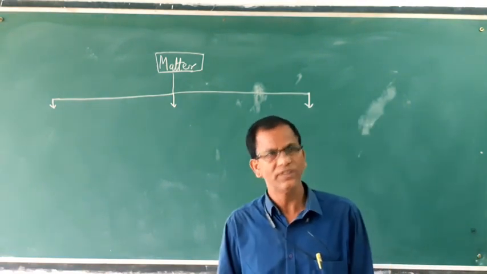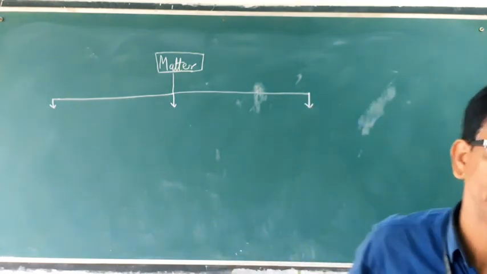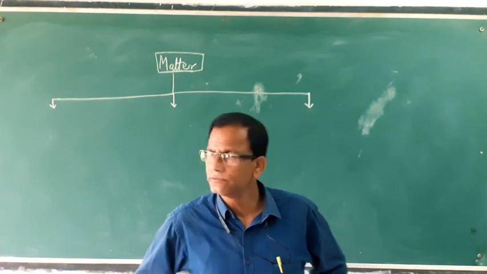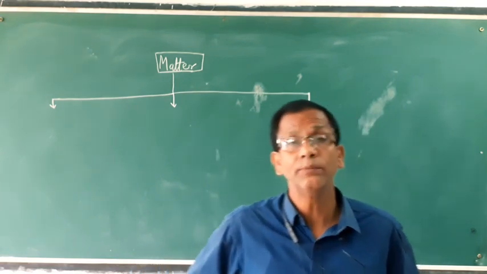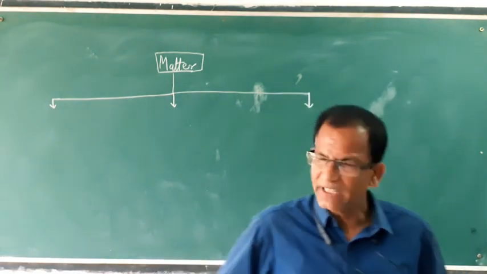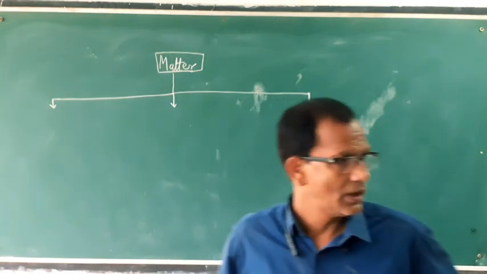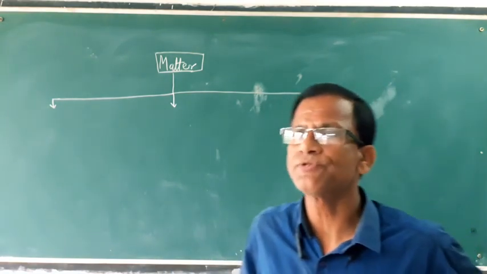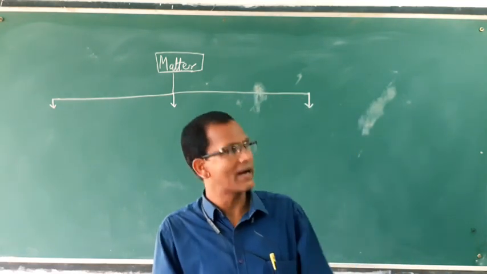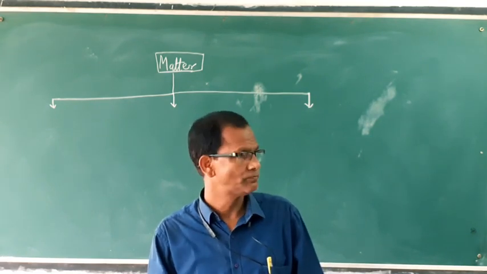If you think about the structure of the universe, the structure of Earth, the structure of all celestial bodies, you will be astonished because the structure is very, very complex. It contains different types of substances, different kinds of matter present in it.